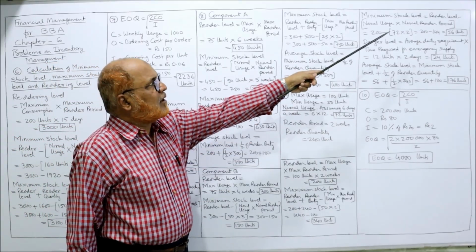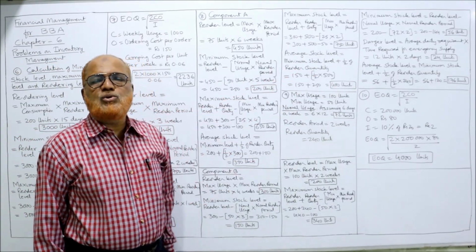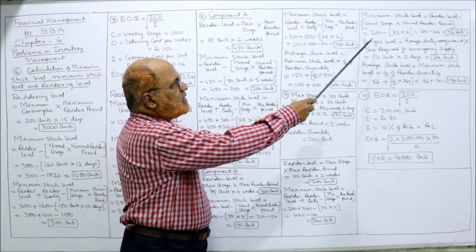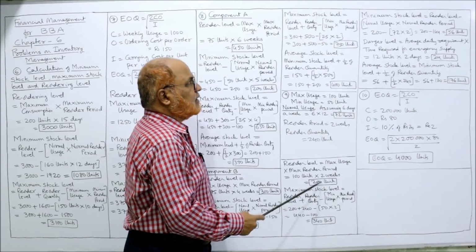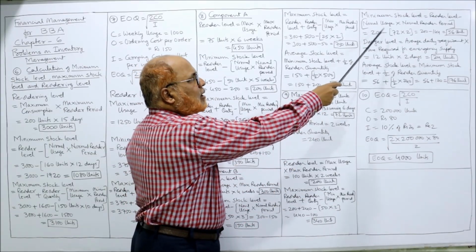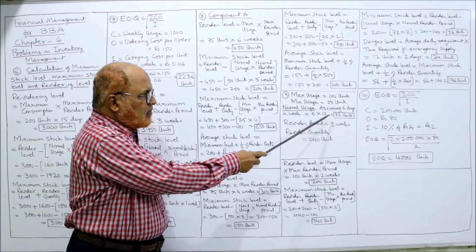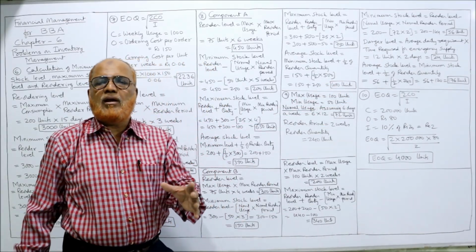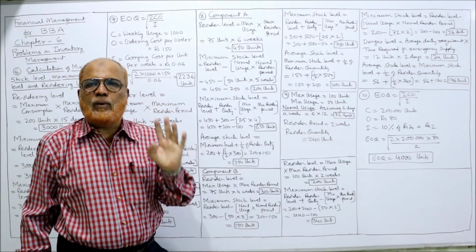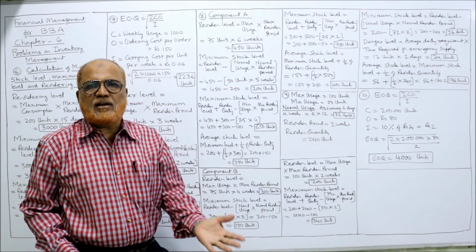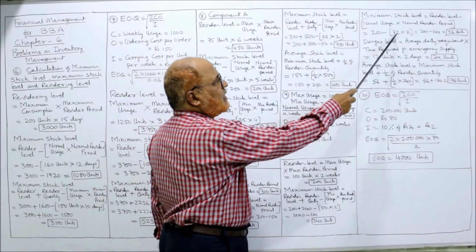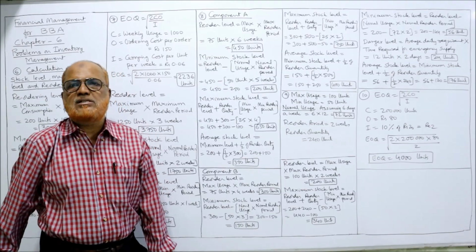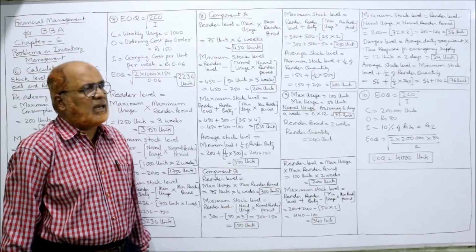Minimum stock level is reorder level minus normal usage into normal reorder period. So reorder level is 200 units, which we have calculated here, minus normal usage of 72 units into normal reorder period, which is again 2 weeks. In all cases we are taking 2 weeks only. So 72 into 2, 144. 200 minus 144, 56 units is the minimum stock level.